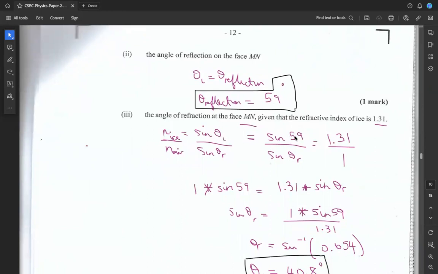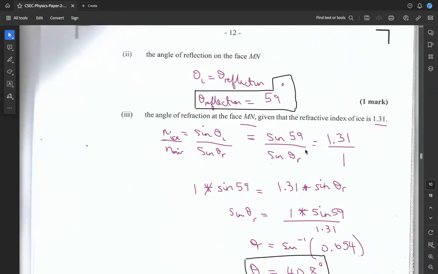So I just put that here. Theta R is still unknown. We don't know that. And they told us that the refractive index of ice is 1.31, so we're going to put that here. And we know the refractive index of air is 1, so we put 1 here, right?